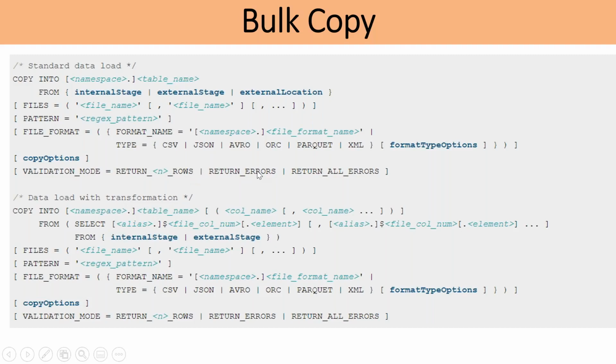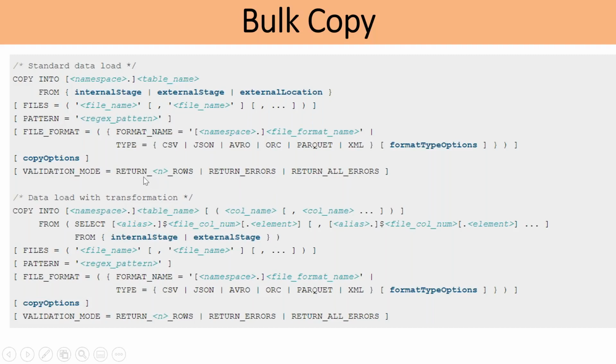One is return errors, which returns all the errors, and then return all errors. For example, you have done a load onto the employee table, and the next day you load again. There were some failures in yesterday's run, and today it also throws some errors. If you say return all errors, it shows you yesterday's errors as well as today's errors. Return errors is only for the particular files you have sent; it throws the errors for those.